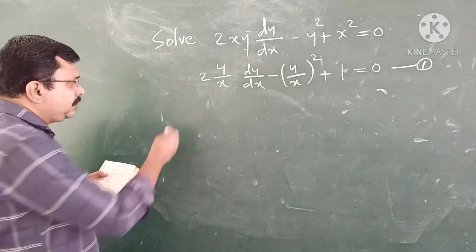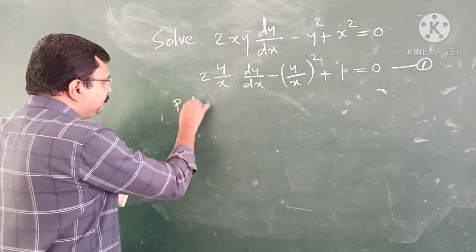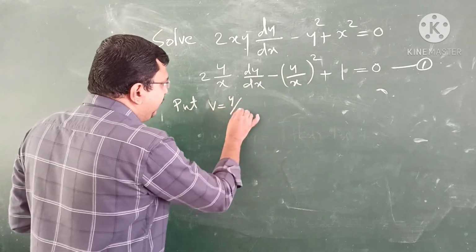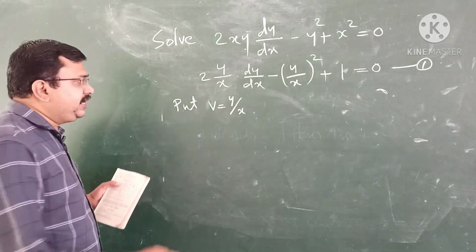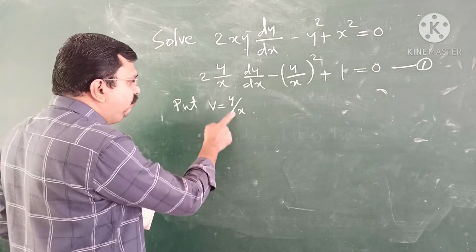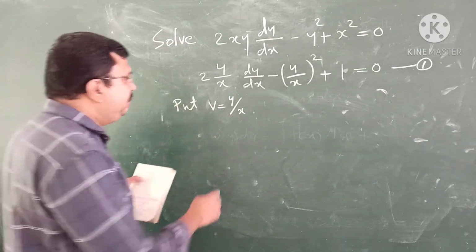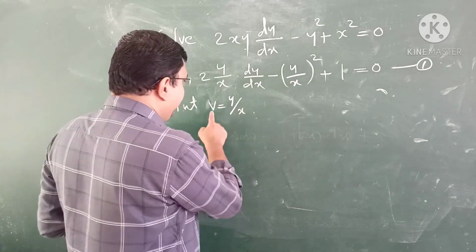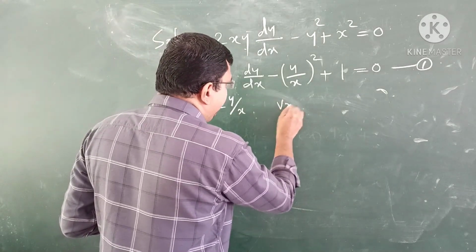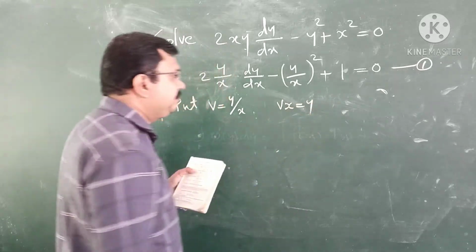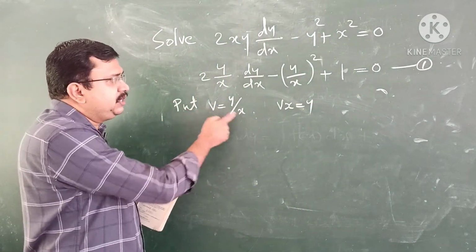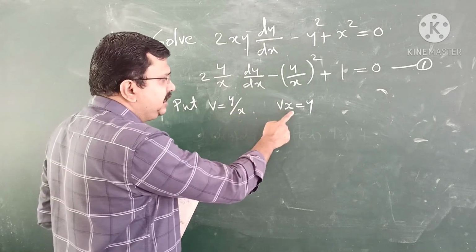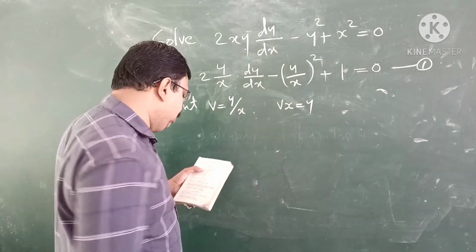Now put v equal to y by x. We are substituting the value v equal to y by x. Then, by cross multiplication, we can write v into x equal to y.